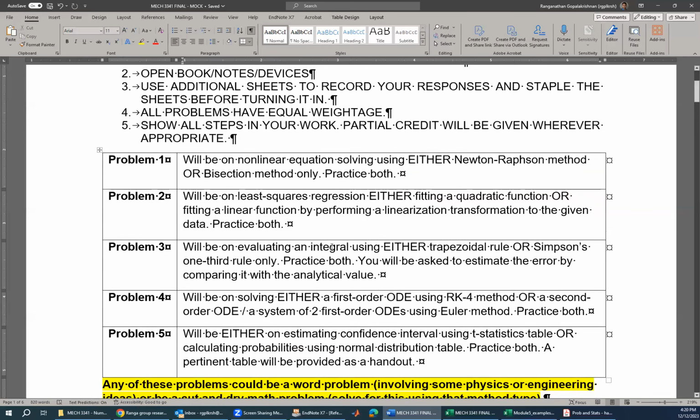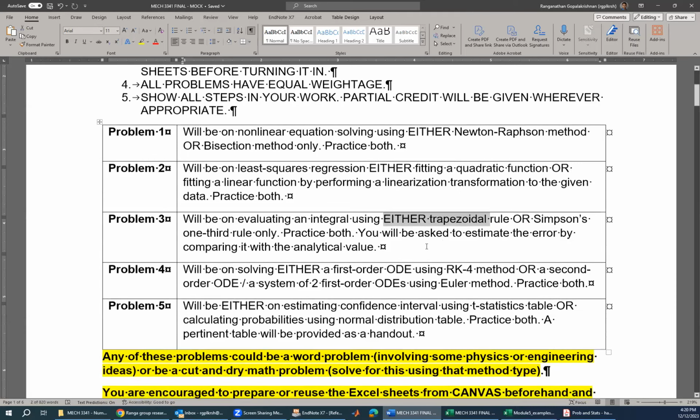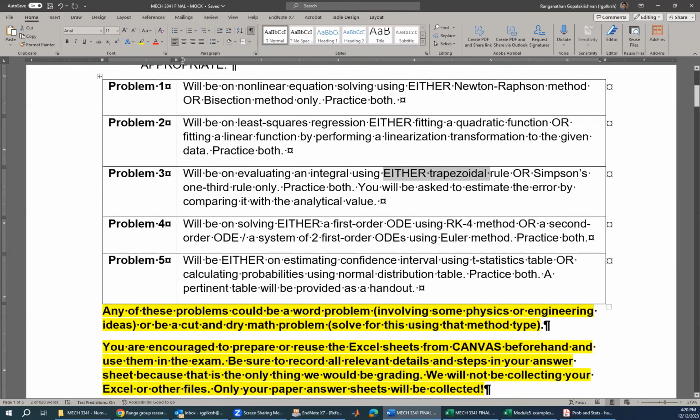The second problem will be a least squares regression problem with a quadratic function, or fitting a linear function by performing some kind of linearization transformation to the data. I think we have done some examples related to both in class, which you can see in your notes. The third problem will be either the trapezoidal rule or Simpson's 1/3 rule only. So you don't have to study anything else for now, just these 2 methods. The fourth problem will be either a first order ODE using the RK4 method or a second order ODE using the Euler method. Euler is the simple method.